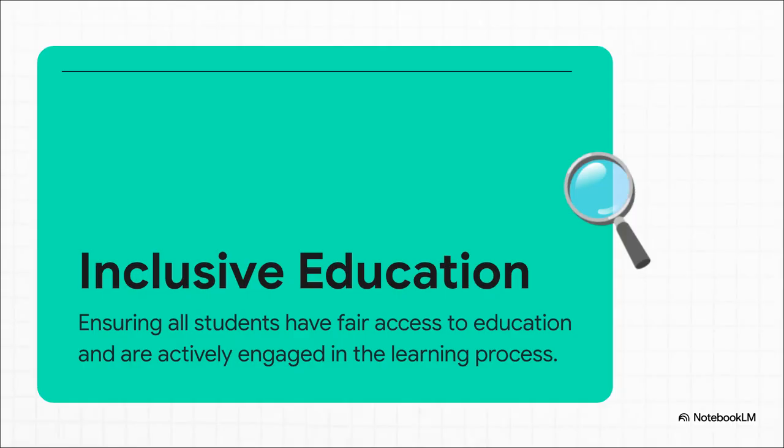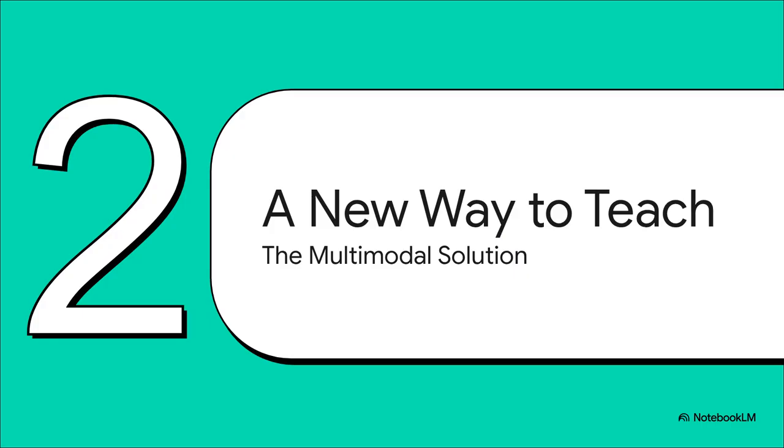So what are we really talking about when we say inclusive education? Well, here's the key. It's not just about getting everyone in the same room. It's about ensuring fair access and, this is the important part, active engagement. It's all about creating an environment where every student feels like they belong and can be a participant, not just a spectator watching from the sidelines.